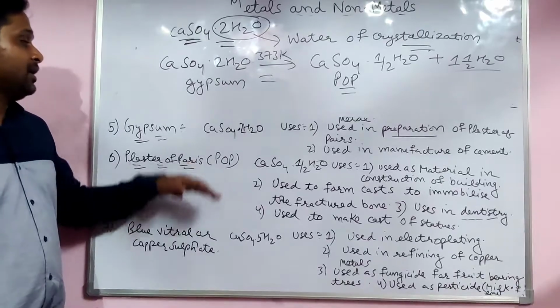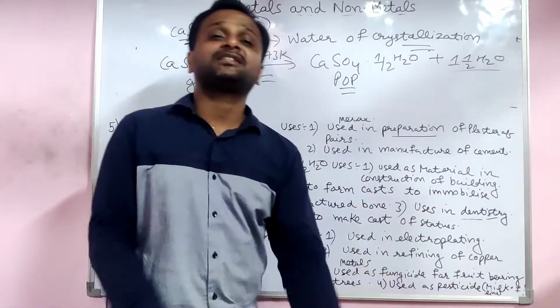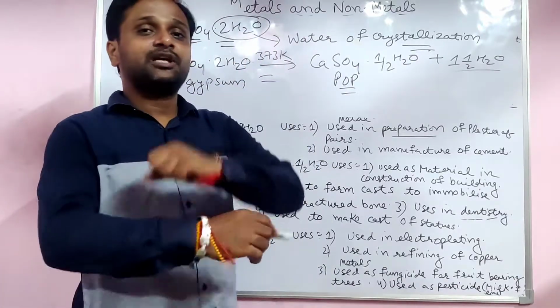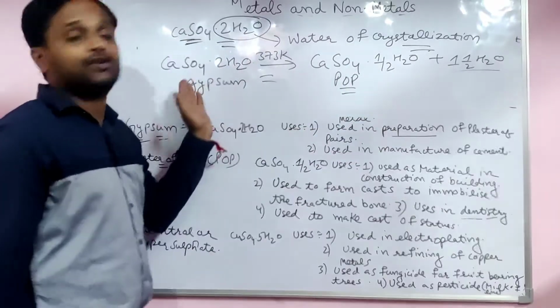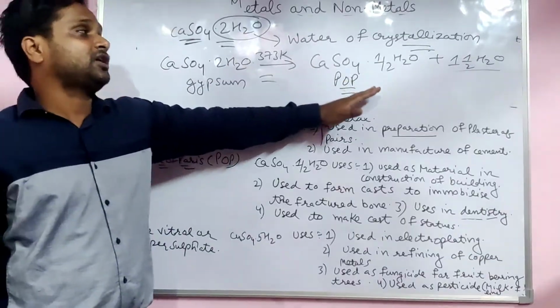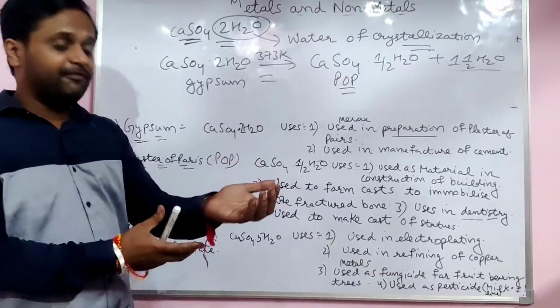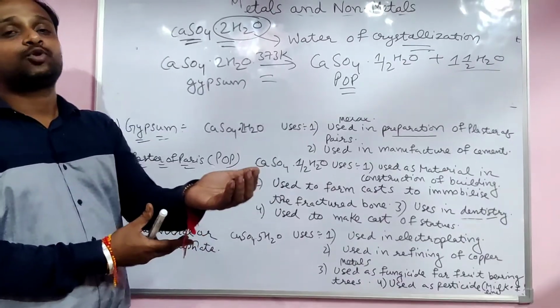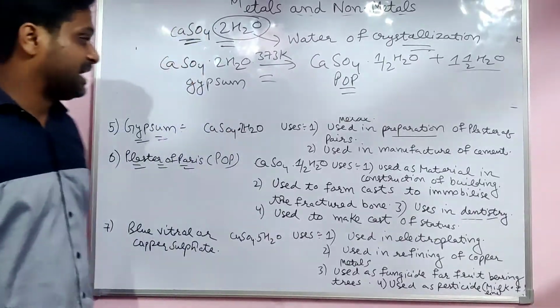Plaster of Paris: when your bone is fractured, the doctor uses POP and adds water. When he adds the water, the reverse reaction also happens, and it again forms gypsum. It is an exothermic reaction, it becomes very hot. It helps to correct the bone. Very hard and hot. Keep in mind.